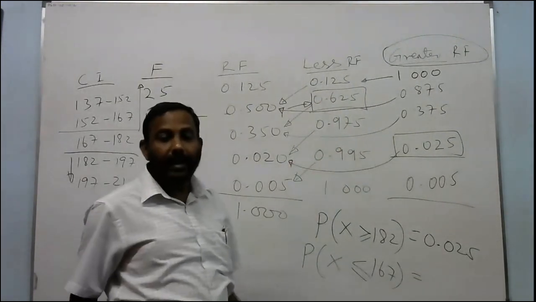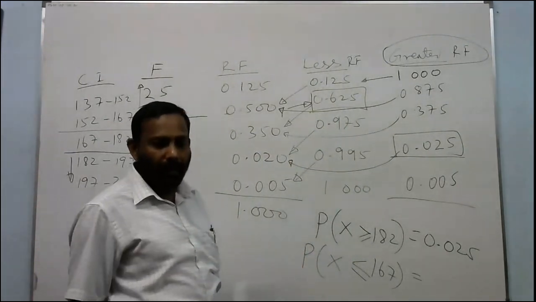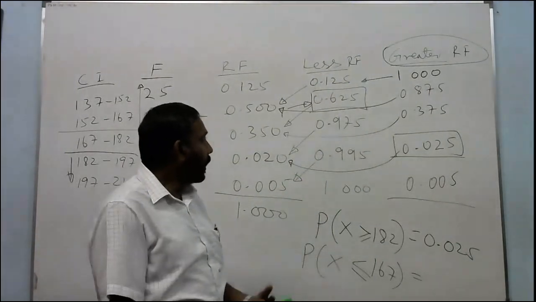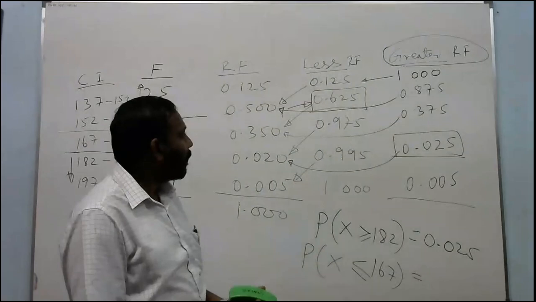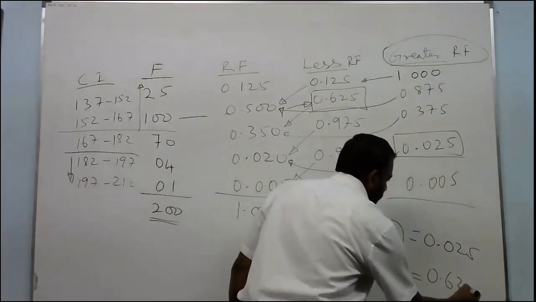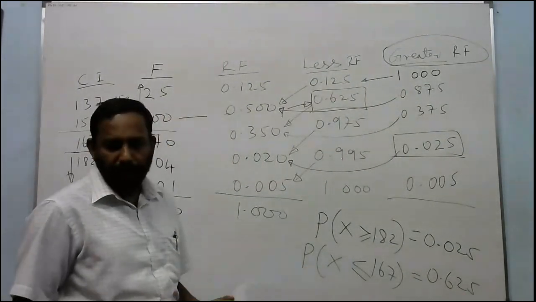But if you have 10 classes, 15 classes, it is difficult to calculate all these, right? So we can find out the less than and greater than values using these less than and greater than relative frequency cumulative.